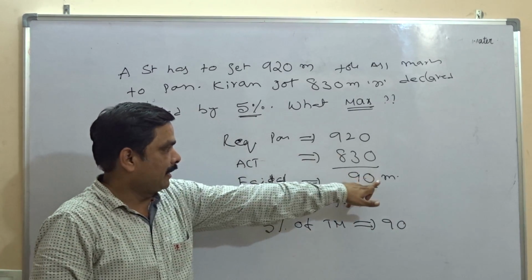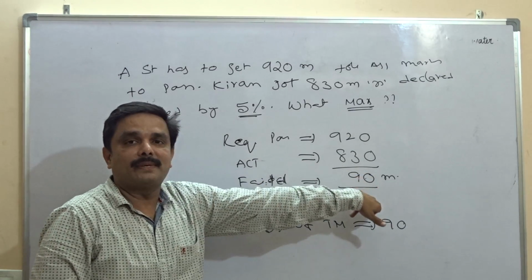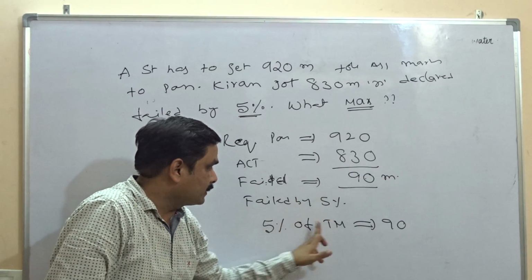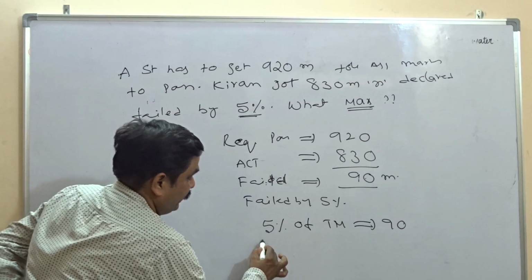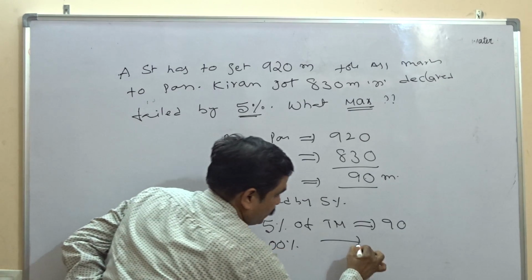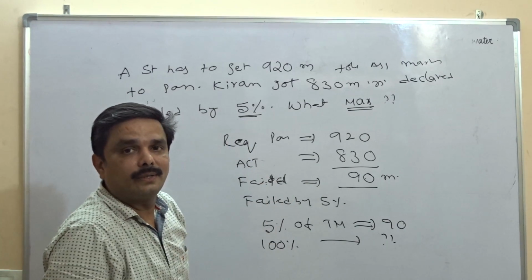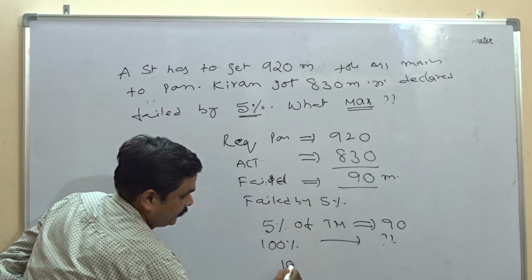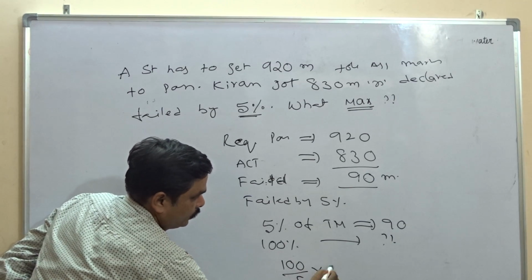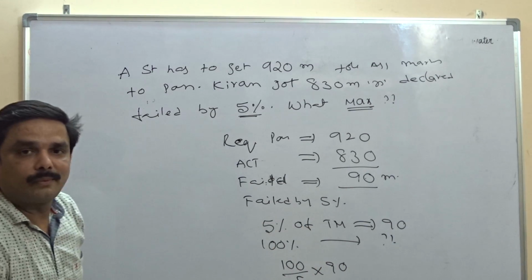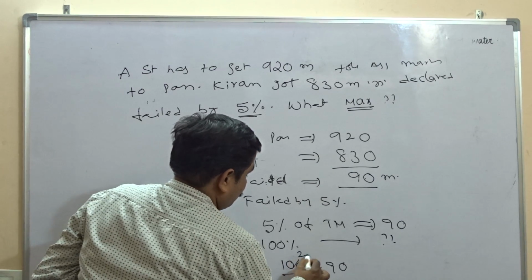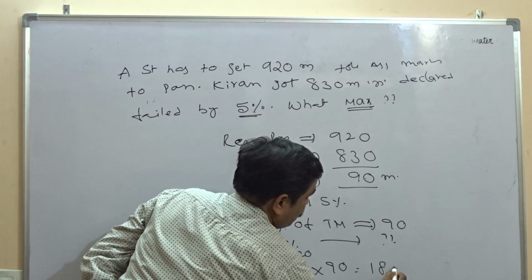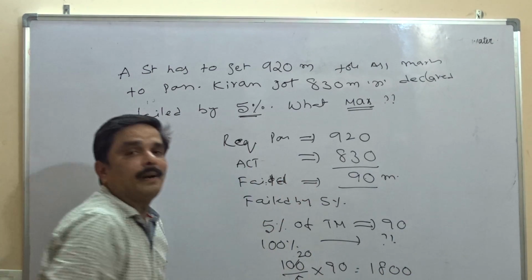He failed by 90 marks. He failed by 5%. Now simply, 5% of total marks is 90. Then 100% is equal to how much? Now 100% is 100 by 5 into 90. Right? Now total marks is this one, 1800 total marks.